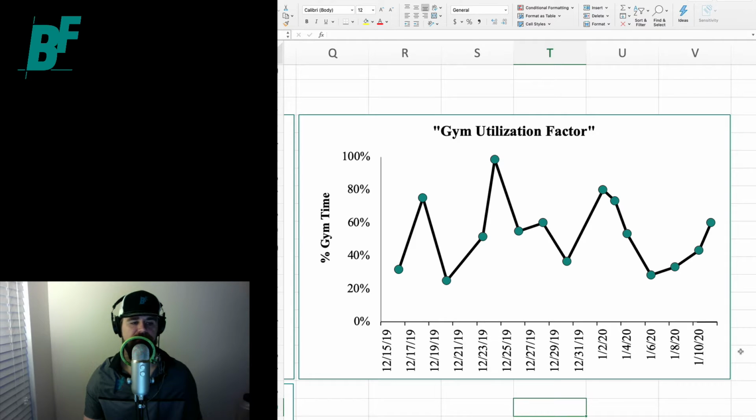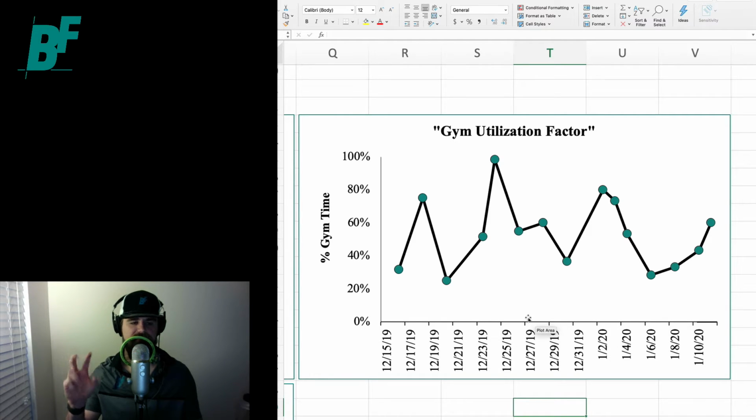Did that make sense? That was any time that I started a workout on my watch, and then I did the movement, the workout, the activity, and my heart rate was elevated. So it's the percent of that workout time that my heart rate was elevated.